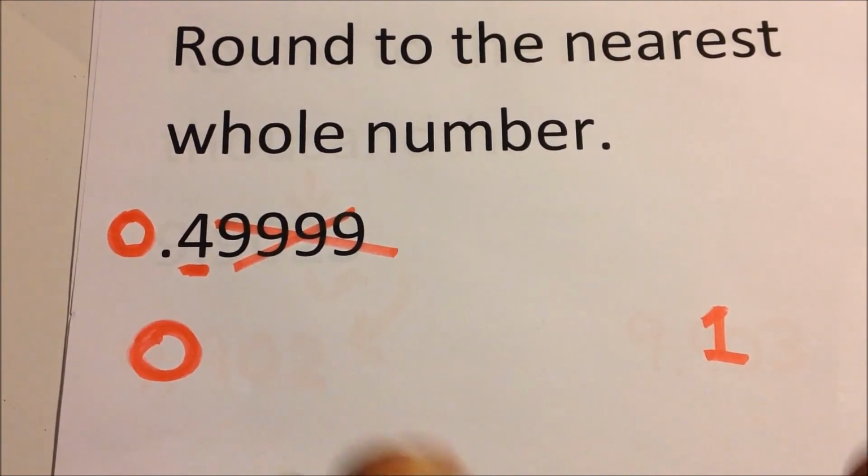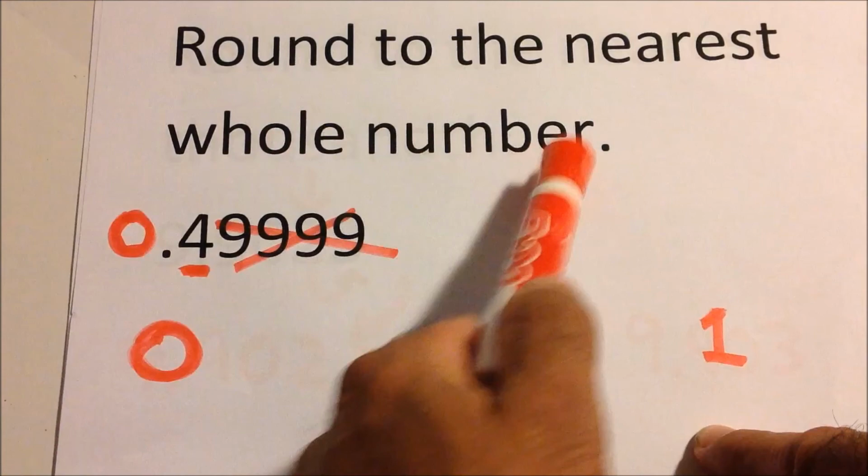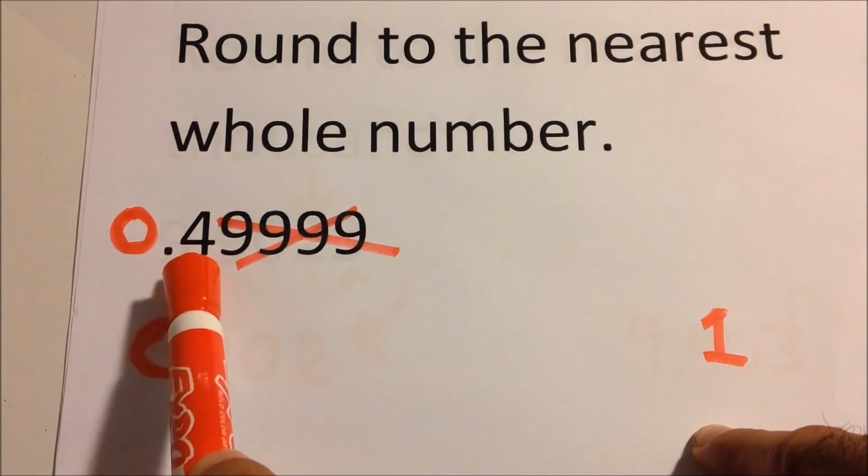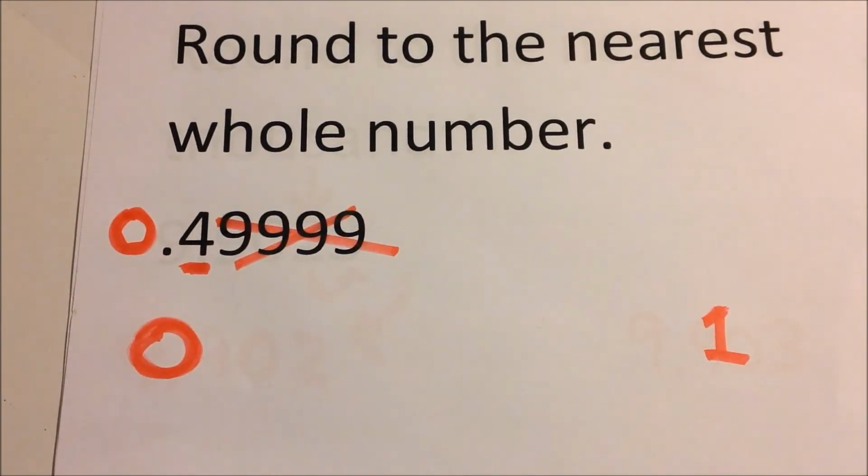So again, you find the place value where you're trying to round to, and then look to the left. That's what you do. That's rounding. Great job.